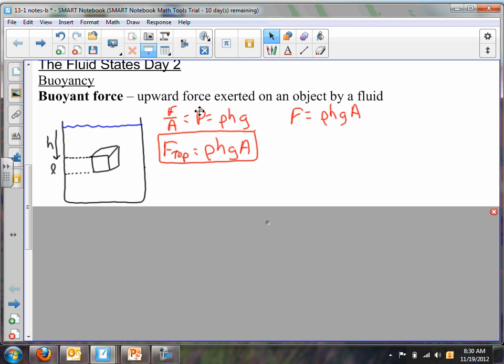What is the force on the bottom of the block? Well, that would be weight density times the height here, which is h plus L, times g times A.